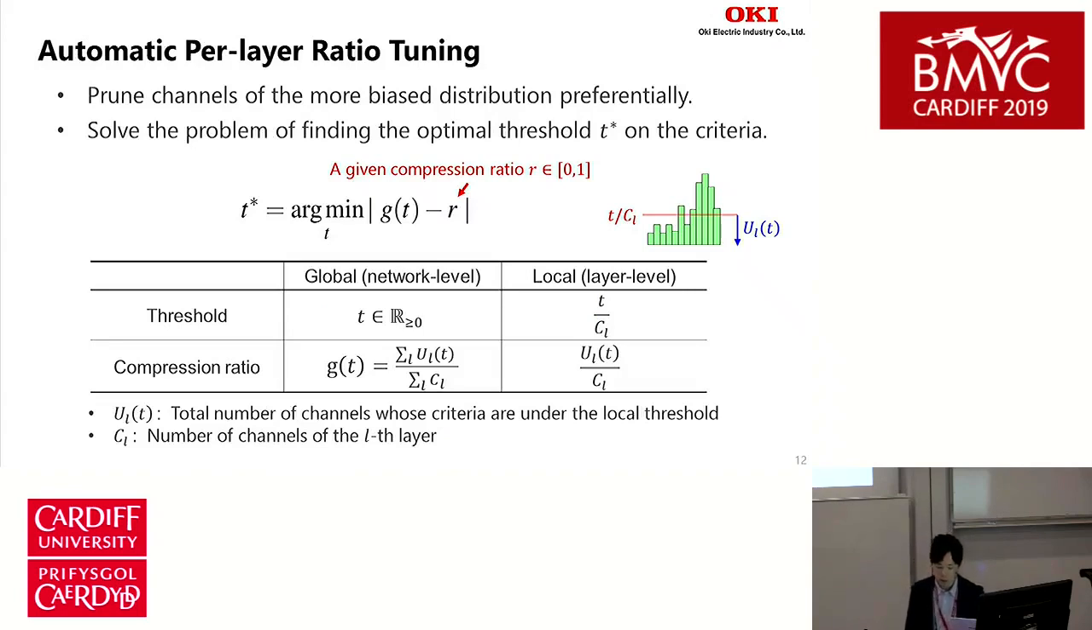Based on this assumption, we propose a technique to prune channels of the more biased distribution preferentially. Specifically, we define the global threshold T as a controller for all the thresholds of each layer on the attention statistics, and optimize it to minimize the difference between a given compression ratio and the global compression ratio that can be derived from the global threshold here. After the optimization, by using the optimal global threshold, we can convert a given compression ratio into the parallel compression ratios using this. And channels from more biased distributions are preferentially selected as a pruning target.